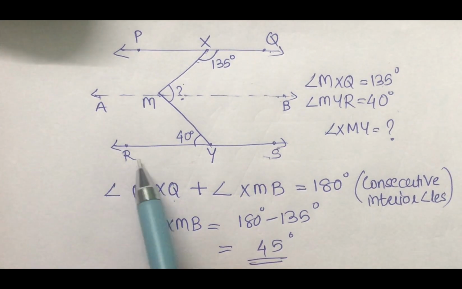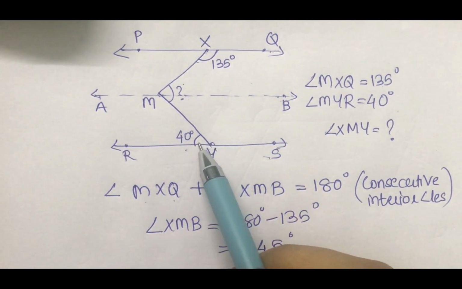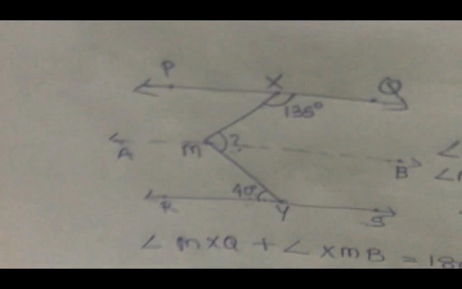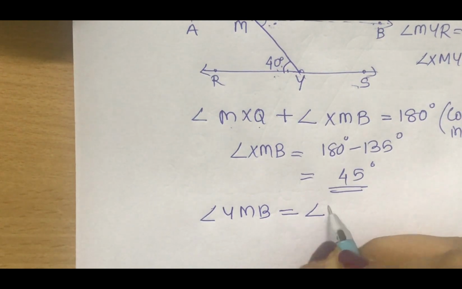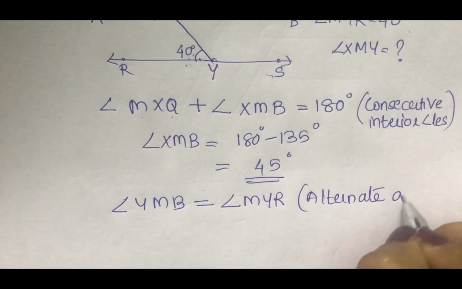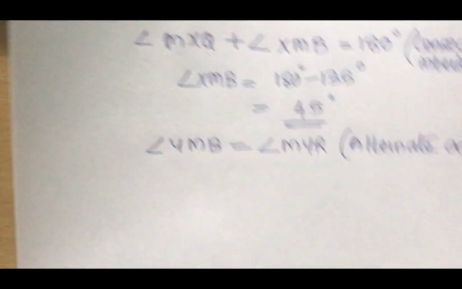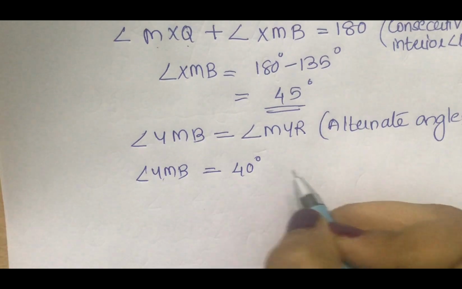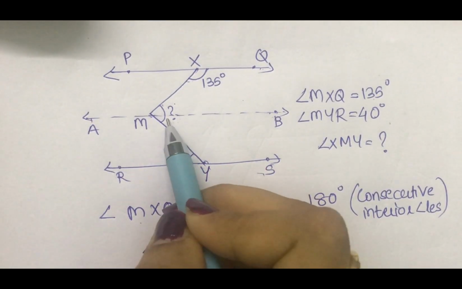And now also check this angle MYR and YMB. These two are alternate interior angles, or we can say alternate angles. So this angle will be equal to this angle. So angle YMB is equal to angle MYR. Why? Alternate angles. Because AB is parallel to RS. So what is YMB? YMB is also 40 degrees, because it is equal to MYR. Okay, so now we have the 45 degrees here, and this is also 40 degrees.